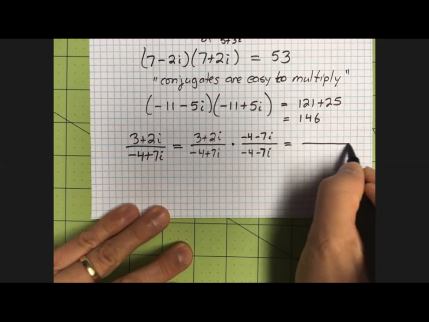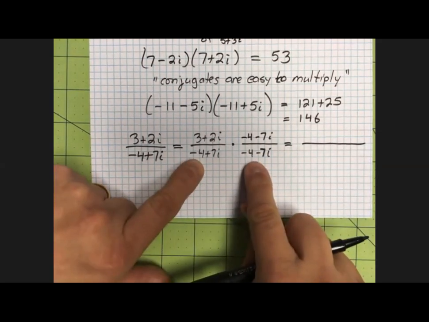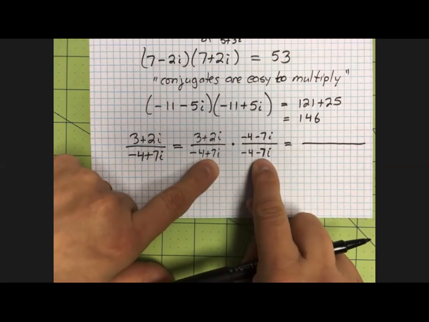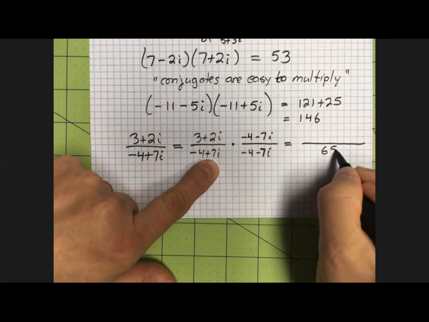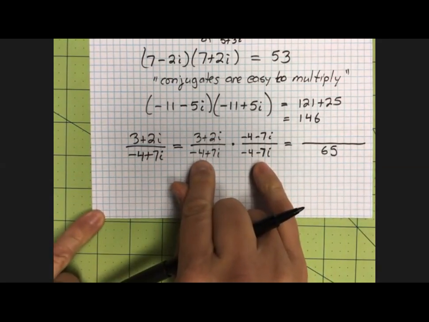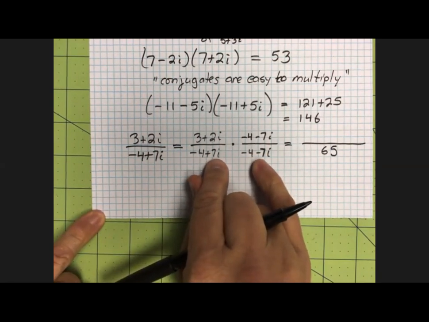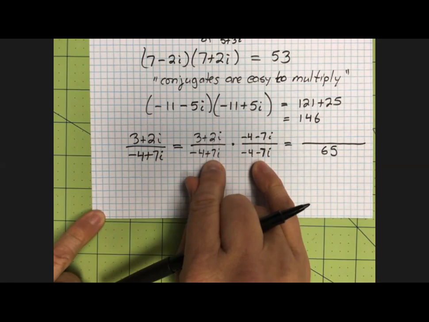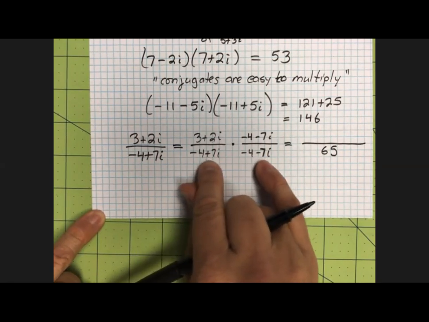Now, what happens on the bottom? Well, that's the easy part. 16 plus 49 is what? 65? I can do that instantly. Even if it's a complex number, I can do that instantly. 16 plus 49. Now, that's funny. If you'd never seen complex numbers before today, you can now instantly multiply two conjugates.